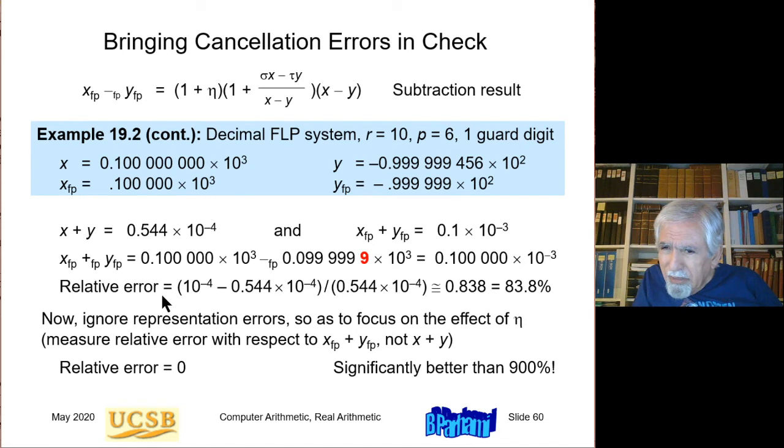At any rate, the relative error in this result, this is basically 10 to the minus 4, 0.1 times 10 to the minus 3, compared with the exact result up there, is 83.8%. Definitely not acceptable to have a computation result that has an error of 83.8%, roughly 84%.